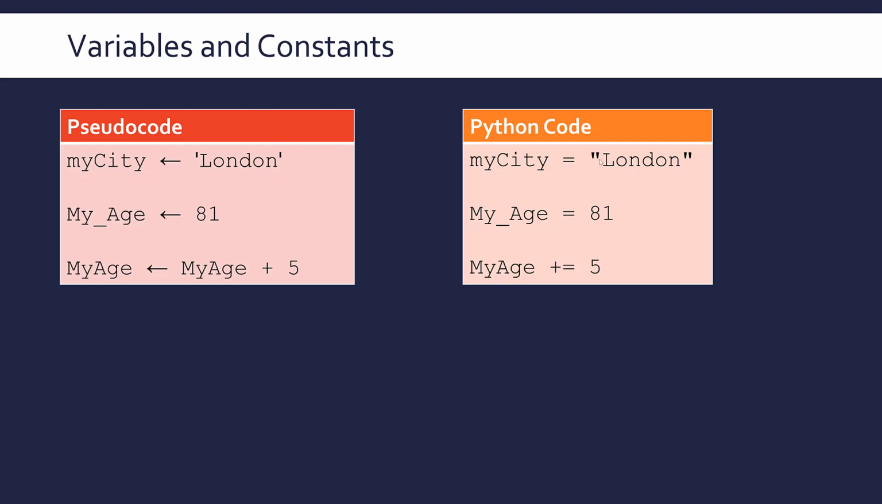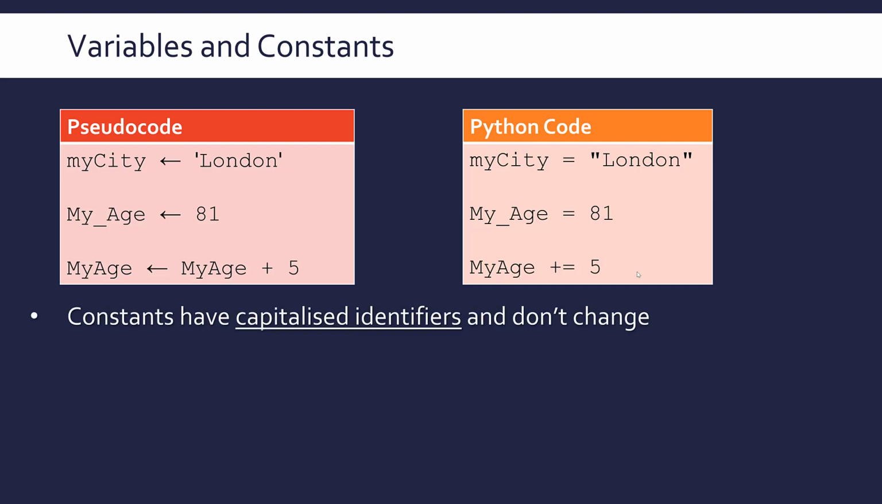Now their strings will tend to be given with single quotes. I like to use double quotes in Python, but that's not very important. Now the name, the identifier, has to be one word in both languages. I say language, in both representations, but the arrow is the key difference. Python uses one equal sign, not the arrow. Now that last line, plus equals, is just shorthand for something like my age equals my age plus 5. Now constants are different to variables because they don't change. Once you have assigned a value, it can't change.